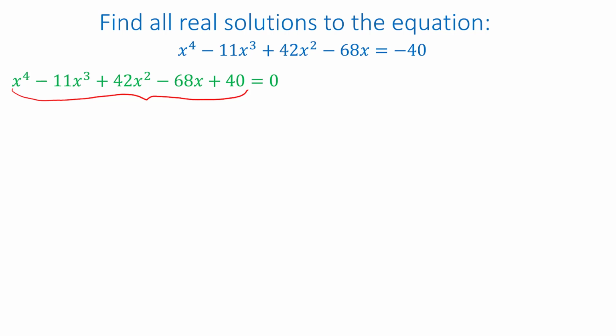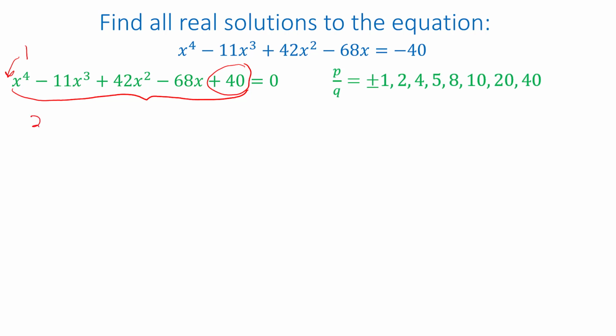We're going to find potential rational zeros of this expression. We look at plus 40 as our constant term and our leading coefficient of 1. That's going to give us potential rational zeros of plus or minus 1, plus or minus 2, plus or minus 4, plus or minus 5, plus or minus 8, plus or minus 10, plus or minus 20, plus or minus 40.